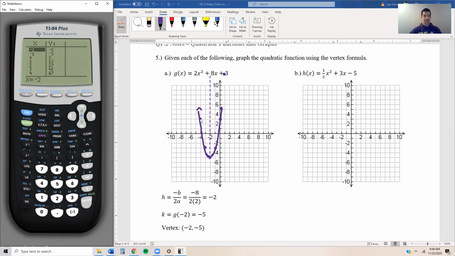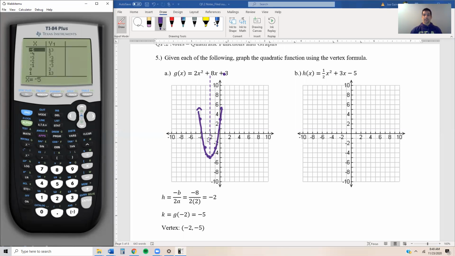So I have this point negative 2, negative 5 on my graph. Here's the point negative 1, 3. Here's the point 0, 3. I have negative 3, negative 3. And I have negative 4, 3. Any other points would be off my graph. So this is definitely sufficient for a graph here.